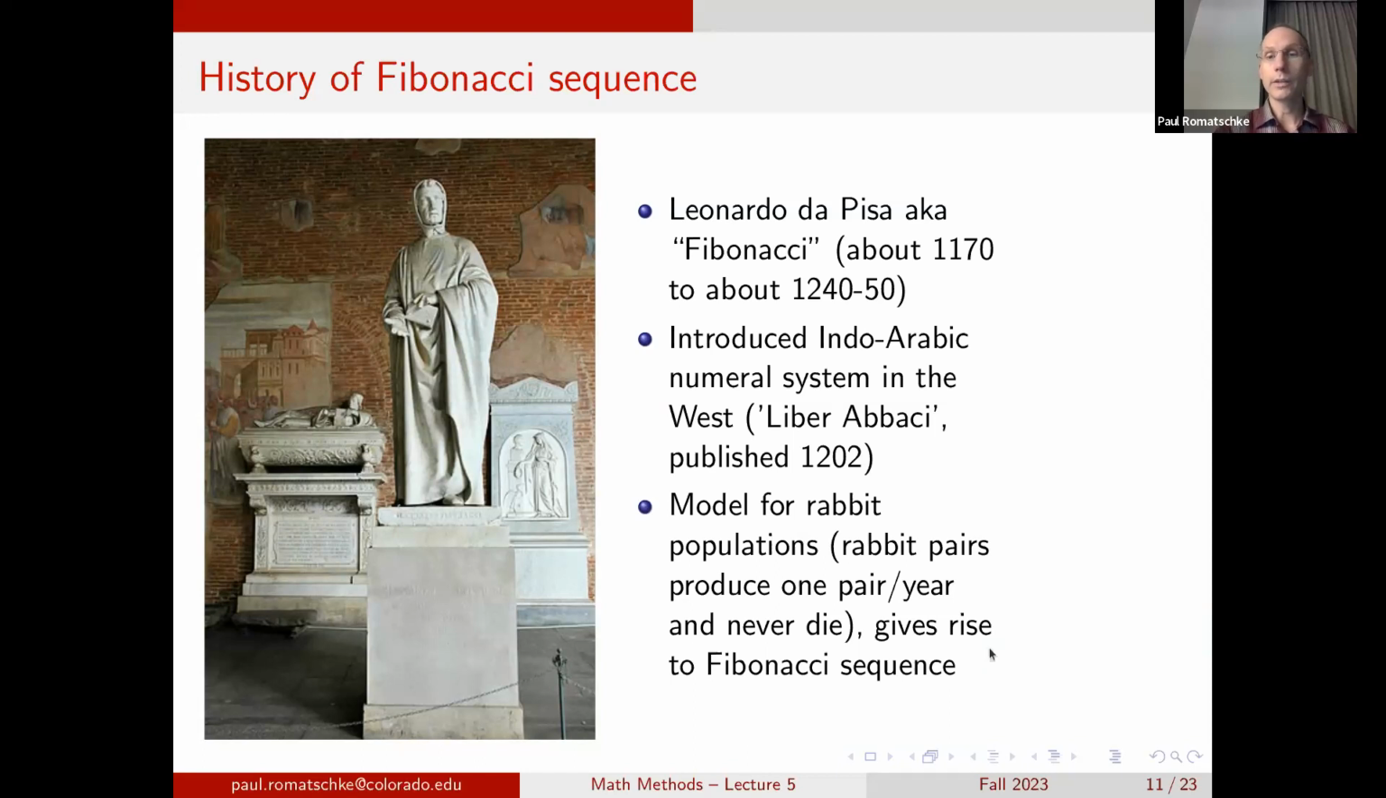Also in this same book, Liber Abaci, he came up with a model for rabbit populations, which loosely goes as follows. He modeled rabbit pairs as pairs that produce one additional pair per year and never die. So if we do this, then we start with one pair of rabbits that produces another pair of rabbits. So we have 1, 1. Then the two of them each produce another pair of rabbits. So we have 2. And we get 3, 5, and so on and so forth, which gives rise to the Fibonacci sequence.